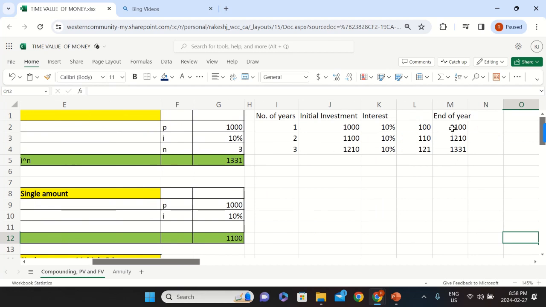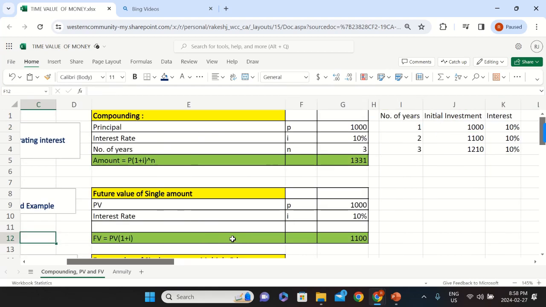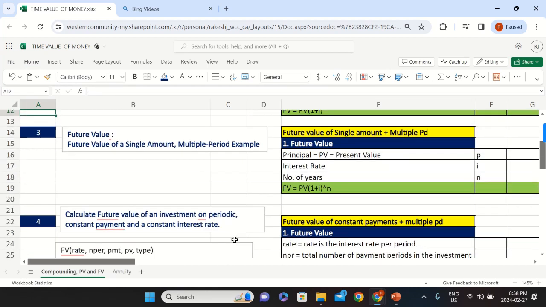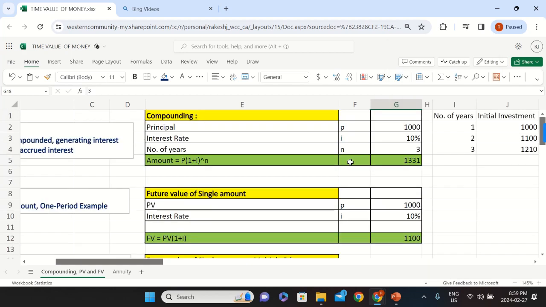Look at this, after 1 year, so one period. This is the one period, so that will be $1100, which we have calculated. Now the third value that we are going to calculate is the future value of a single amount for multiple periods. That is exactly the same way that we have calculated as the compounding period, and everything is the same.